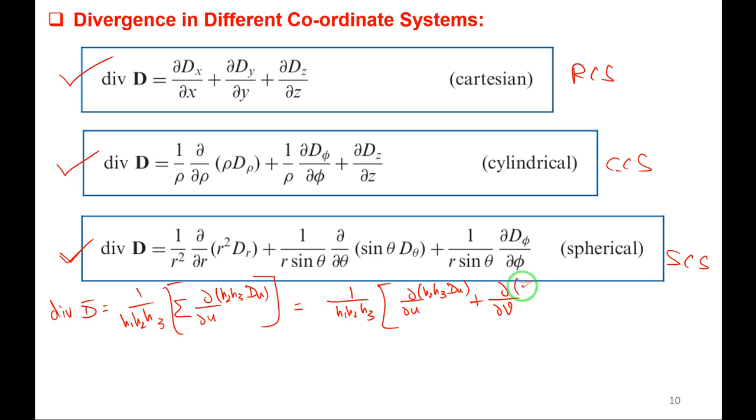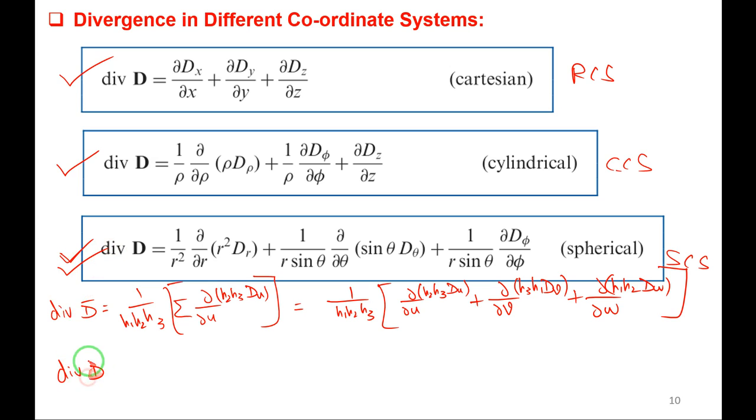H3 H1 into dv plus dou by dou w of H1 H2, since 2, 3 is over and 3, 1 is over. Next 1, 2 in the cyclic order. First we started with 2, 3, next 3, 1, then 1, 2. H1 H2 into dw. We will substitute the scale factors and the variables here so that we can write the formula. So I am showing you how to write the divergence of D vector in the spherical coordinate system.